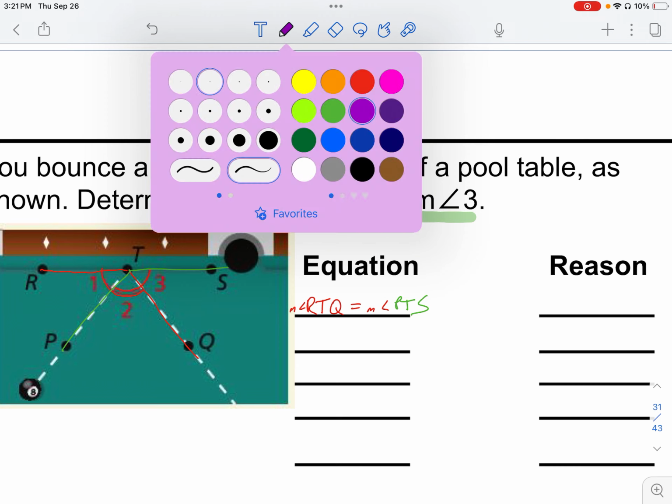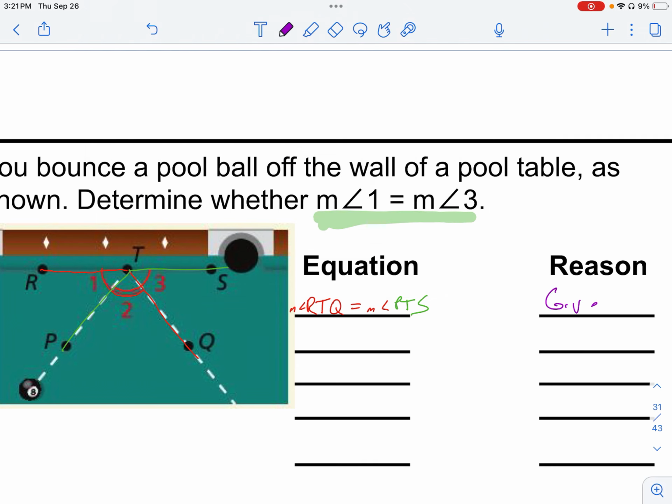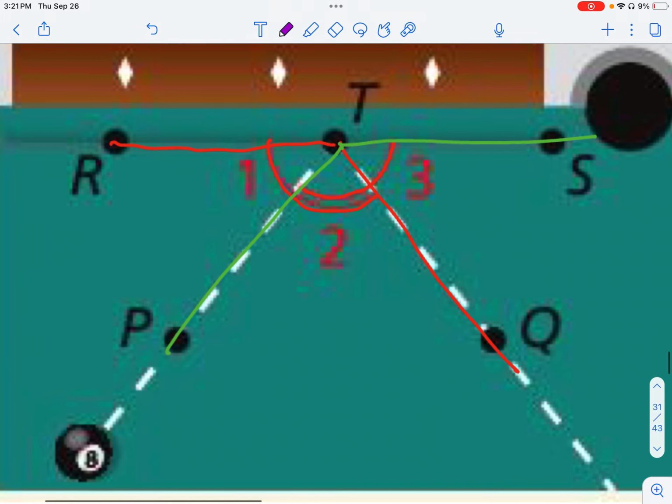So we know those are the same. How do we know? Well, that's given, right? Those arcs mean those angles are congruent. And if they're congruent, their measures are the same. So now we got to figure out how to get the measure of angle 1 and the measure of angle 3 into our equation somehow. Let's go back to our diagram.